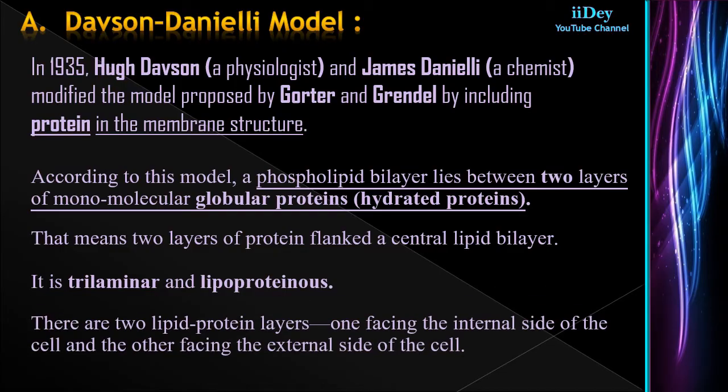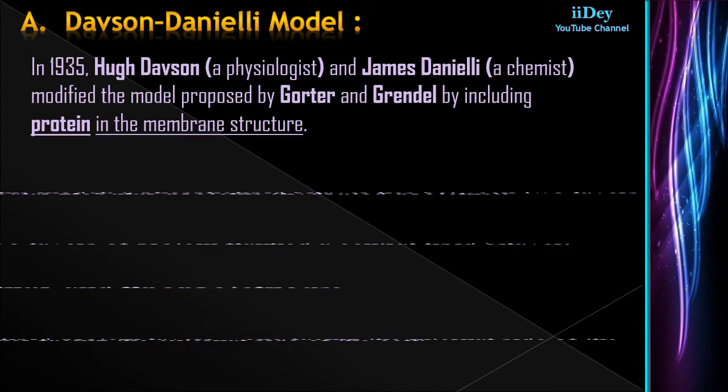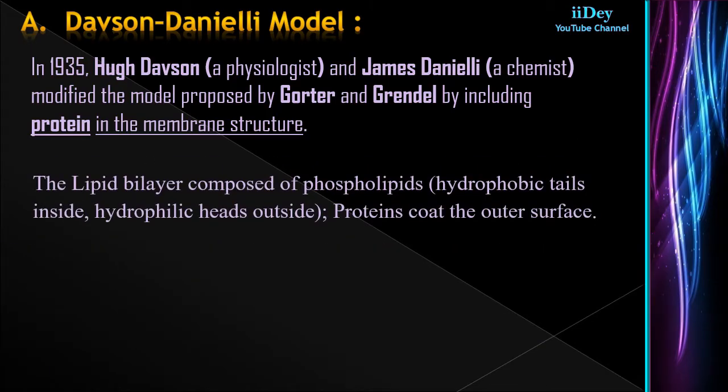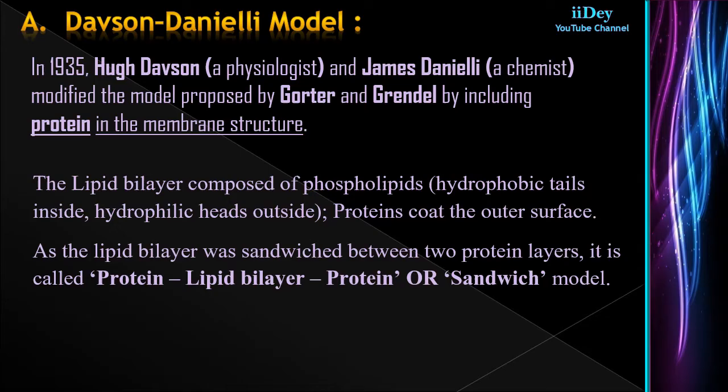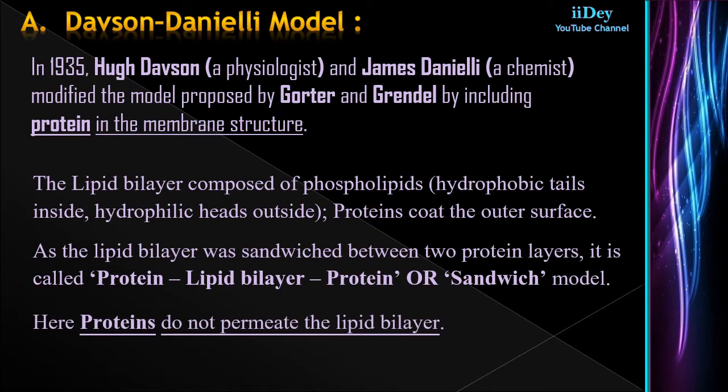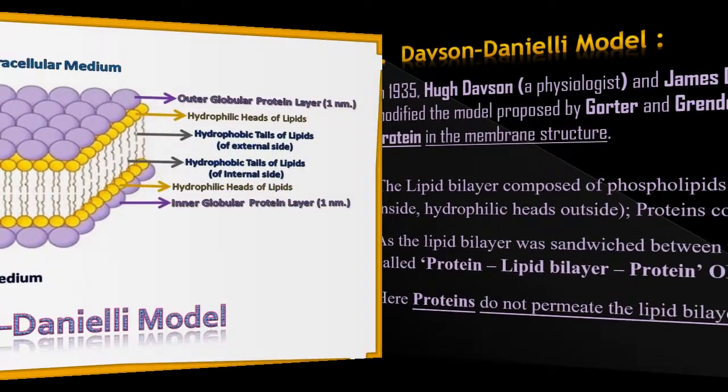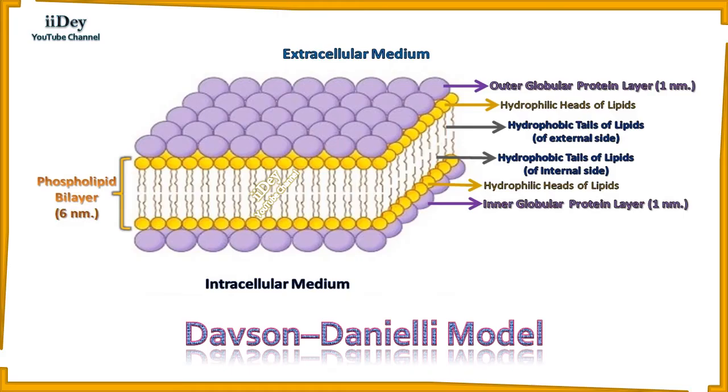There are two lipid-protein layers, one facing the internal side of the cell and the other facing the external side of the cell. The lipid bilayer is composed of phospholipids, with hydrophobic tails inside, hydrophilic heads outside, and proteins coat the outer surface. As the lipid bilayer was sandwiched between two protein layers, it is called the protein, lipid bilayer, protein, or sandwich model. Here proteins do not permeate the lipid bilayer. This is the schematic diagram of the Davson-Danielli model.